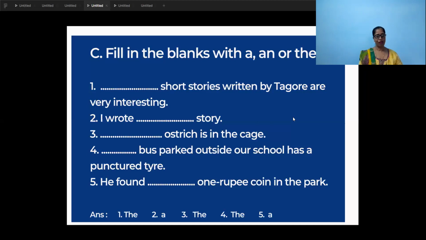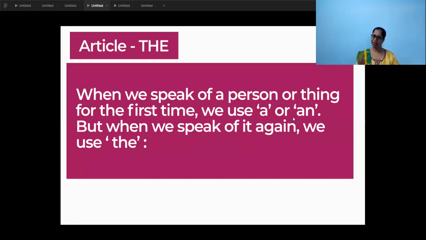Last one, fifth one. He found dash 1 rupee coin in the park. Wa, w sound, and it is singular in number. So it's a consonant sound, so we have to use article a. So I hope you have done it and understood the use of a and the. Now, a few more rules that you have to follow in the use of article the. When we speak of a person or a thing for the first time, we use a or an.